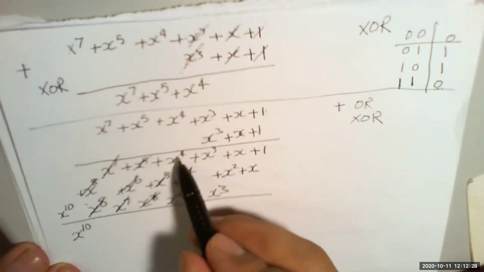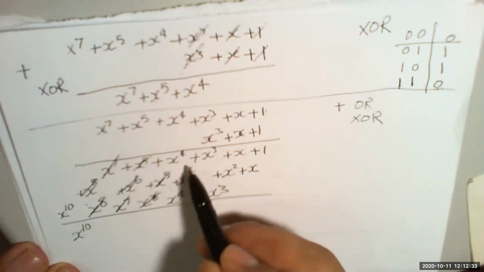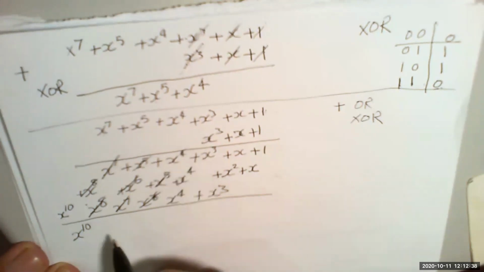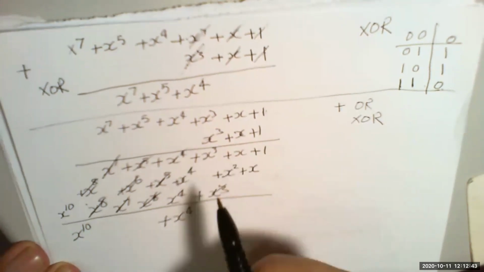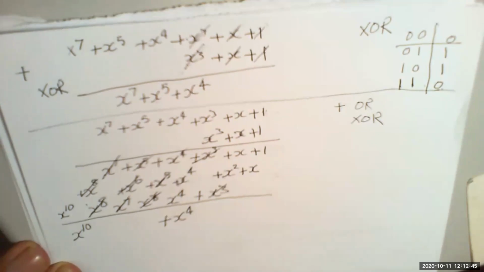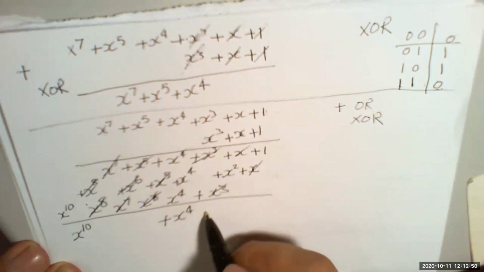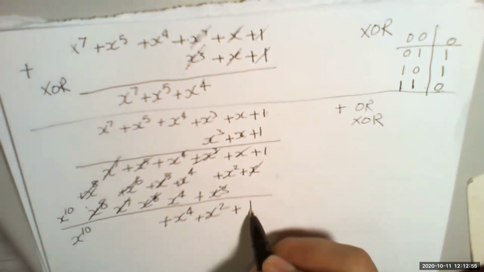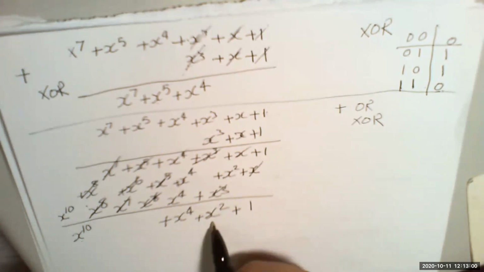x4, we cannot remove it because it is repeated 3 times. We can say that x1, this one is removed by that one, but we have here x4, so I put x4 as a result. x3 is removed with x3, and the x is removed with x, and we still have x plus x to the power 2 plus 1. Okay, so the result is x to the power 10 plus x to the power 4 plus x to the power 2 plus 1. This is the result.